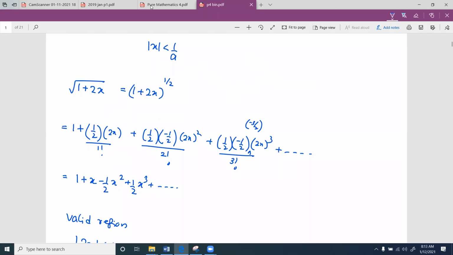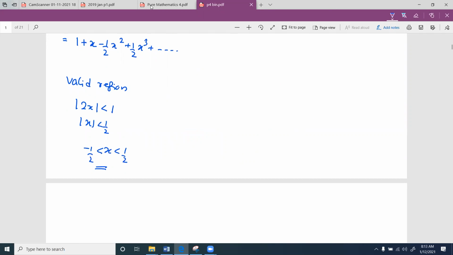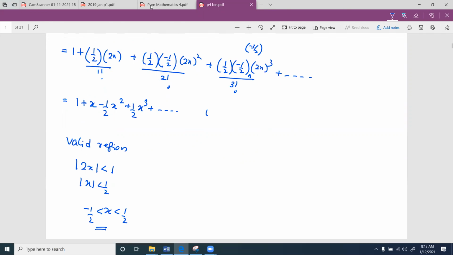So there are a lot of reasons for learning about this valid region, but for certain cases, if they want to find out this kind of situation, in another part of a question, they can ask: use the above expansion to find an approximation value for the square root of 0.98.